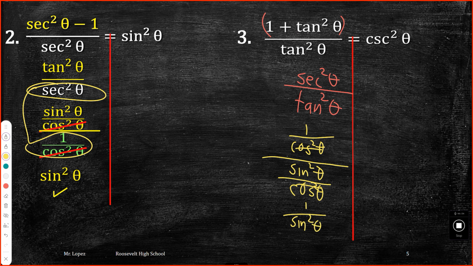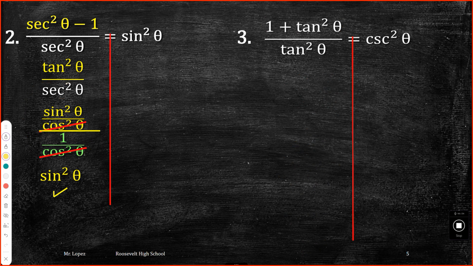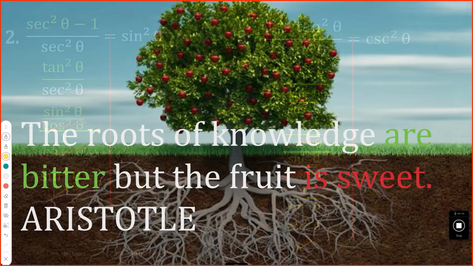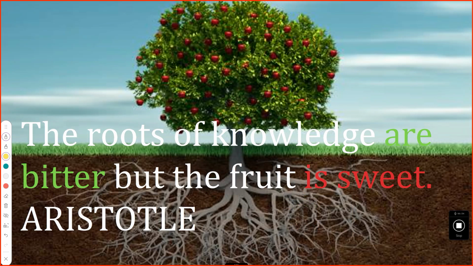And what's 1 over sine? CSC theta, but there's two of them, so it's going to be CSC squared theta. CSC squared theta. We're done. Okay, so I stopped there.